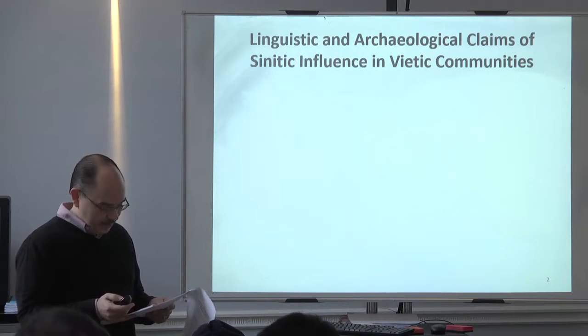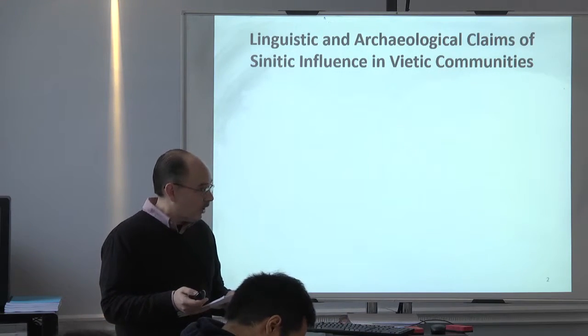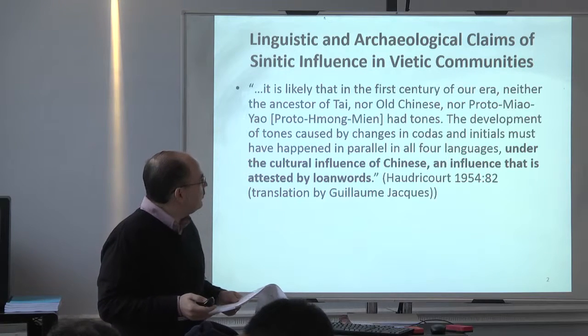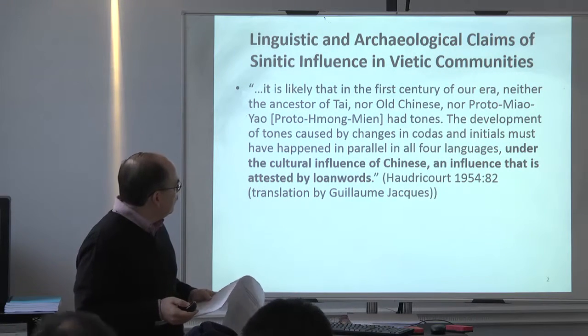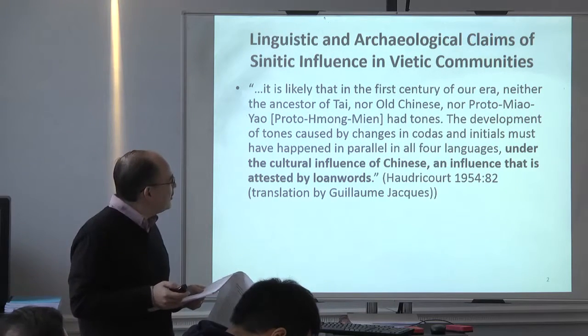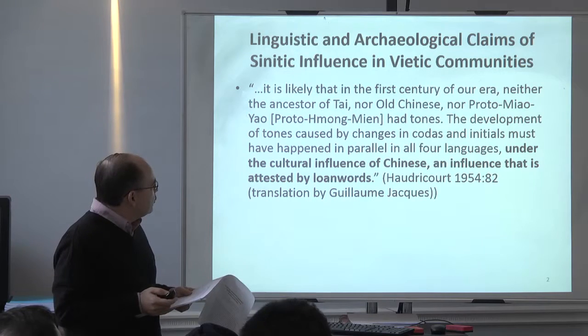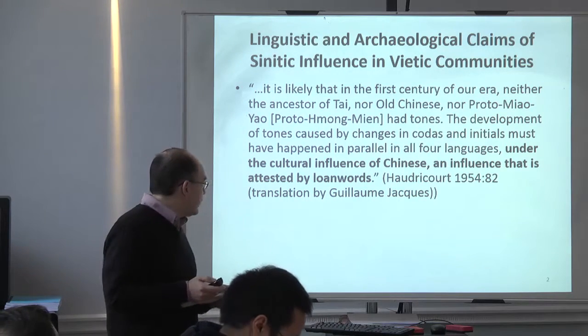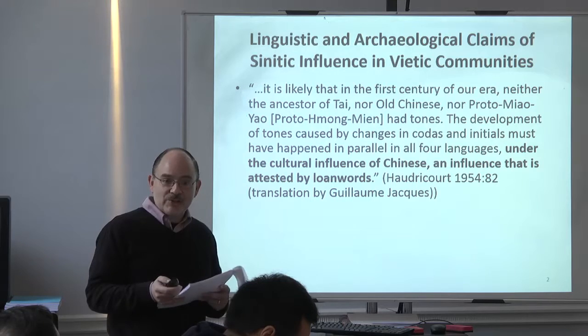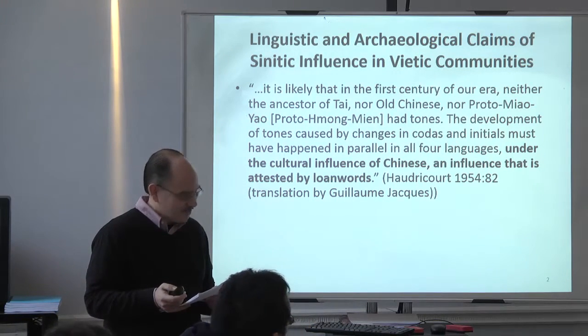Okay, so I'm going to start with a couple of quotes. So how do you connect historical sociolinguistics and maybe ethno-archaeology? I'm going to give you a couple of quotes here. This is Haudricourt, in the translation by Guillaume, soon to be published, I guess, a translation of a collection of Haudricourt's work. And so that bold print there: under the cultural influence of Chinese, as attested by Longworth. It's a nice, simple sentence. It just requires books and books of writing to explain and clarify, right?